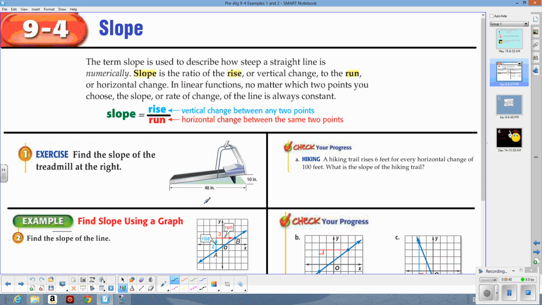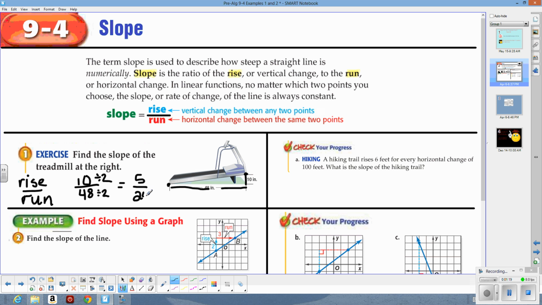Our first example, we're going to find the slope of the treadmill at the right. Remember, slope is rise over run. So if I'm comparing this point to this point right here, the rise is 10 inches, and then the run is 48 inches. So 10 over 48, and then you'll go ahead and simplify that fraction by dividing both the numerator and denominator by 2. And you end up with 5/24.